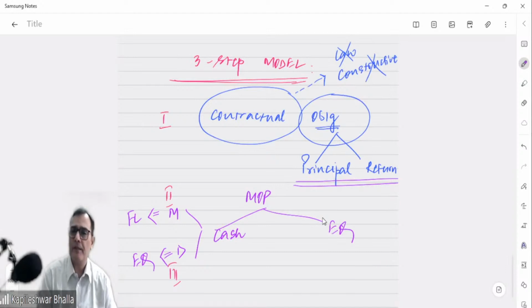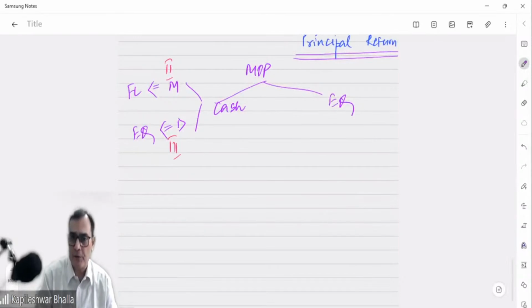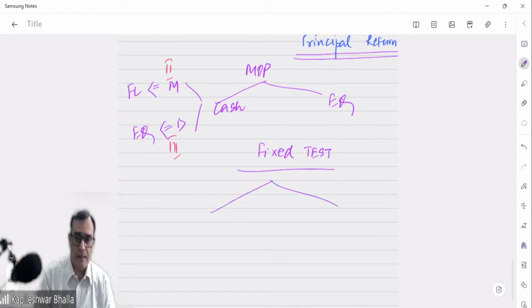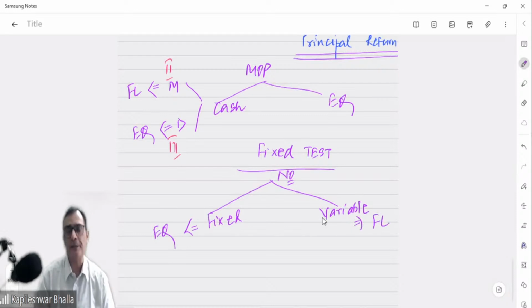And we said that if it is supposed to be equity shares, you need to go to step number 3. And in step number 3, we decided that it is a fixed test. So in other words, we can very conveniently say that if the mode of payment is cash, apply the unavoidable test. And if the mode of payment is equity shares, apply the fixed test. See, is the number of equity shares issued fixed in number? Or is the number of equity shares issued variable in number? If you say it is fixed in number, then it's an equity instrument. Otherwise, it's going to be a financial liability.